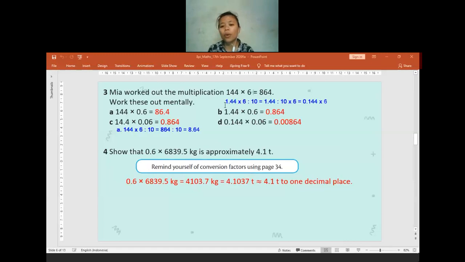Now for 0.144, it has 3 decimal places. That's why the final answer still has to be in 3 decimal places. So the answer will be 0.864. And you can do the same thing for the rest, questions C and D.